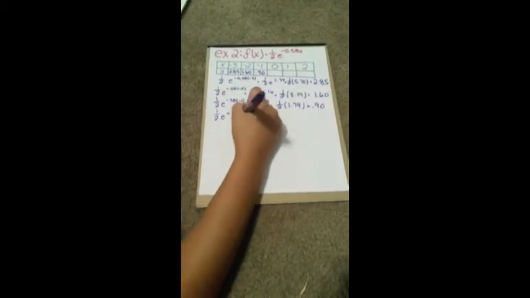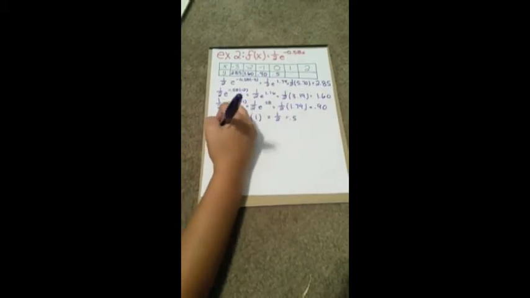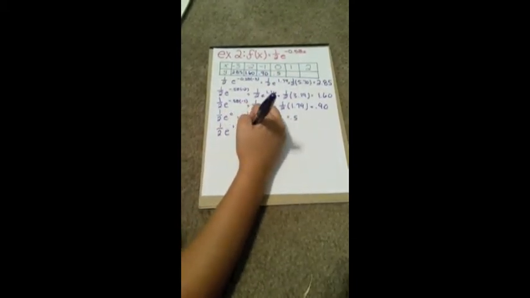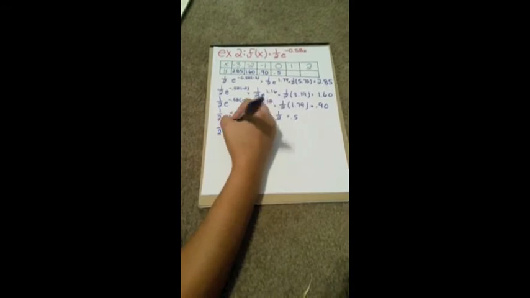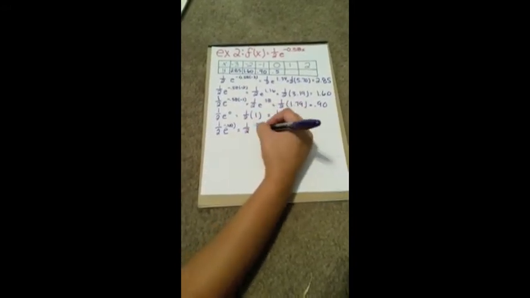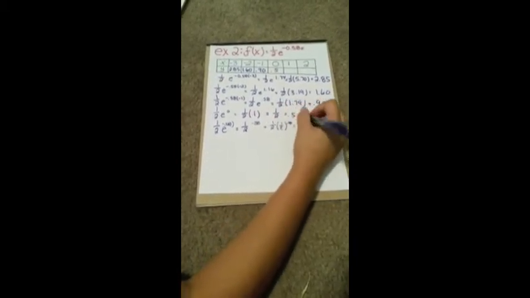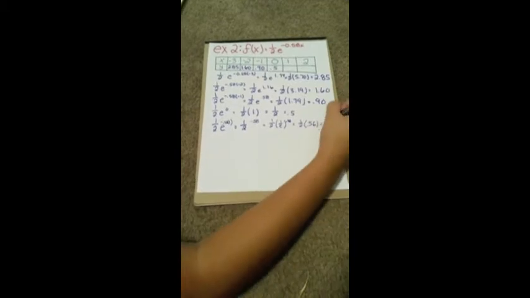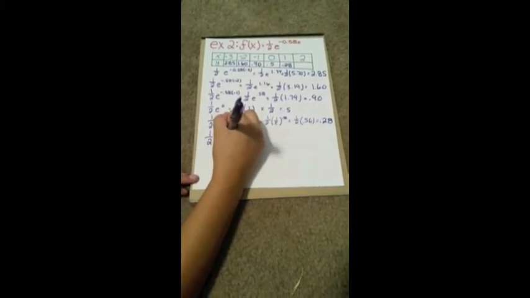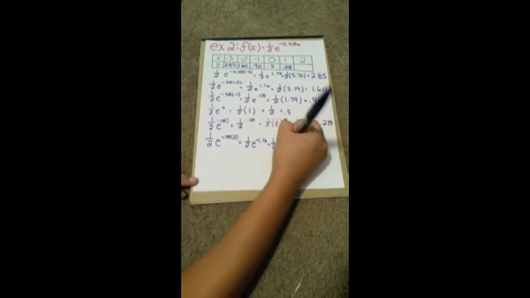You just plug those right back into the equation, and for -3, you should get 2.85. For -2, you should get 1.60. For -1, you should get 0.90. For 0, you should get 0.5. For 1, you should get 0.28. And for 2, you should get 0.16. And our horizontal asymptote is 0. And now you just graph the equation.